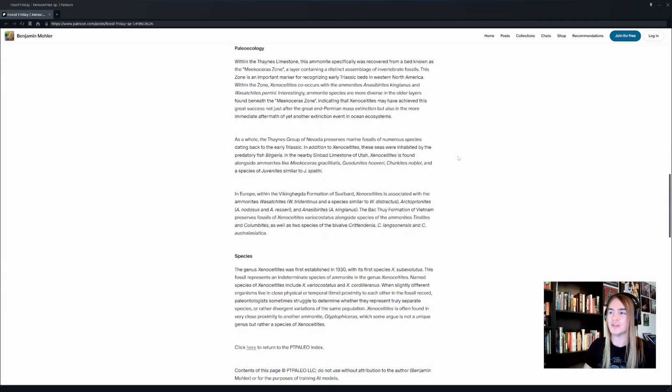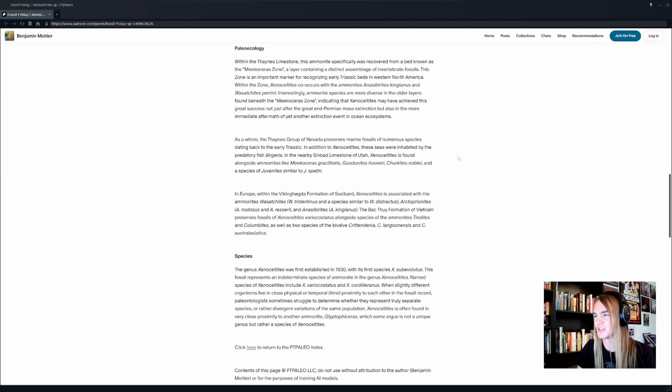As a whole, the Thanes group of Nevada preserves marine fossils of numerous species dating back to the early Triassic. In addition to Xenoceltites, these seas were inhabited by the predatory fish Bergeria. And the nearby Sinbad limestone of Utah, Xenoceltites is found alongside ammonites like Mycoceras gracilitiatus, Guodanides hooveri, Trichides nobili, and a species of Juvenides similar to J. spathi. Let me try that again.